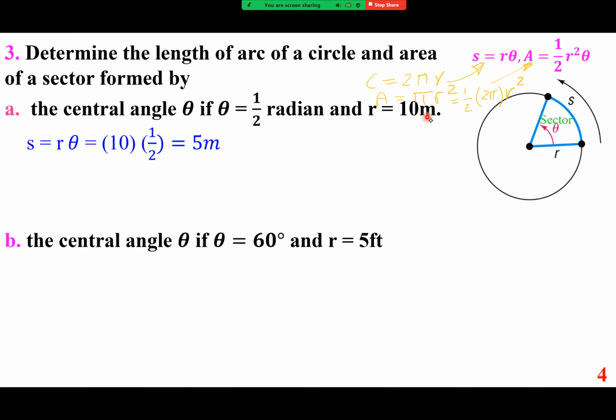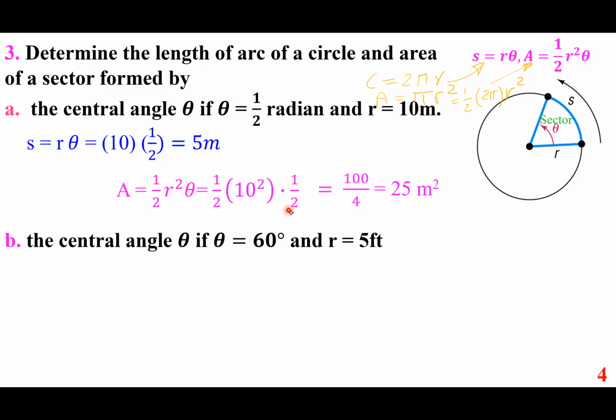The area is 1/2 r squared theta. So 1/2 times 10 squared times theta. This is 100 divided by 4, or 25 square meters. The units are varied.